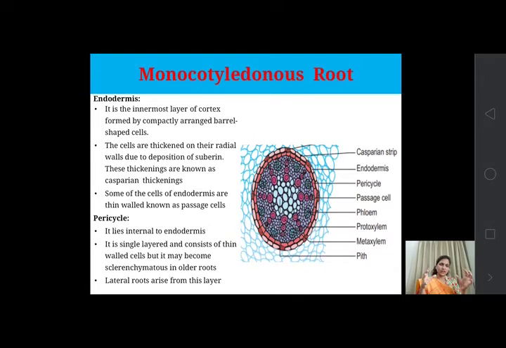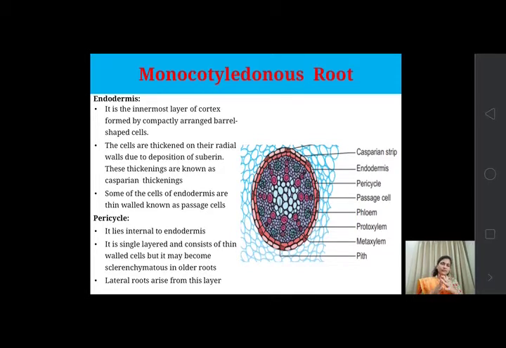All the lateral roots emerge or are produced from this pericycle region. So these pericycle cells are responsible for the formation of lateral roots. Every lateral root has its origin from the pericycle. So their origin is endogenous, because it is developed from the internal part of the pericycle. That means their origin is endogenous. So this is about the pericycle.